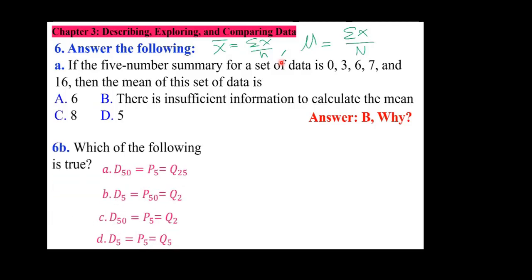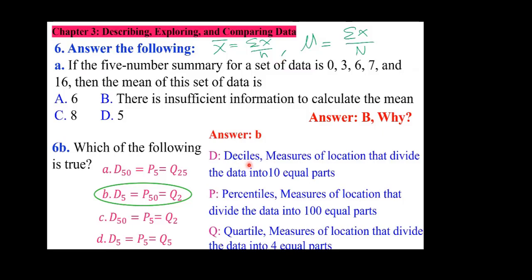Which of the following is true? The answer is B. Let's see why. Let's just do the description of this concept. D stands for deciles. What are deciles? Measures of location that divide the data into 10 equal parts. P stands for percentiles. Measures of location that divide the data into 100 equal parts. Q stands for quartile. Measures of location that divide the data into 4 equal parts. Therefore, D5 equals P50 equals Q sub 2.